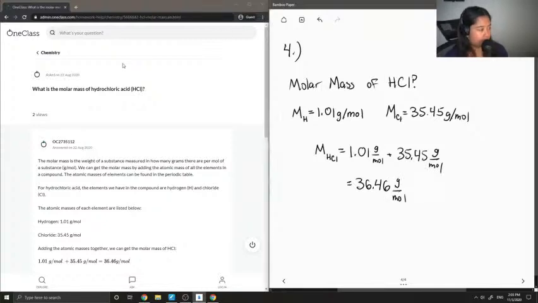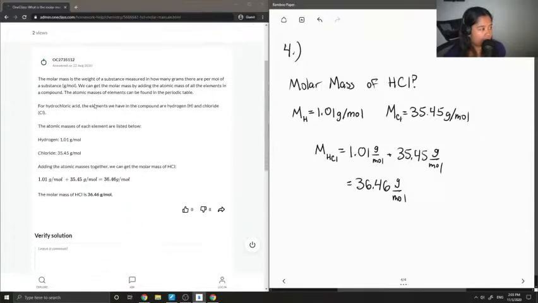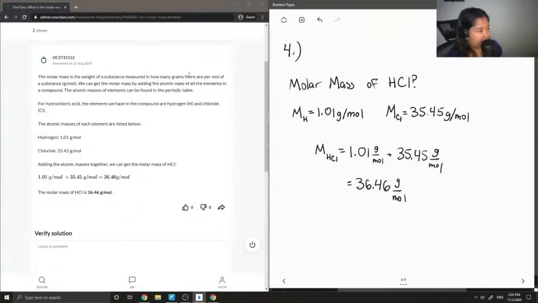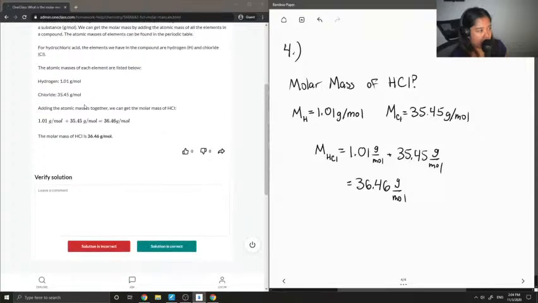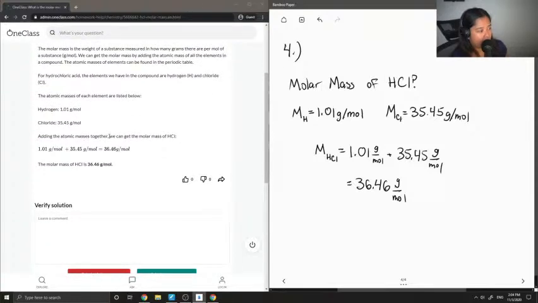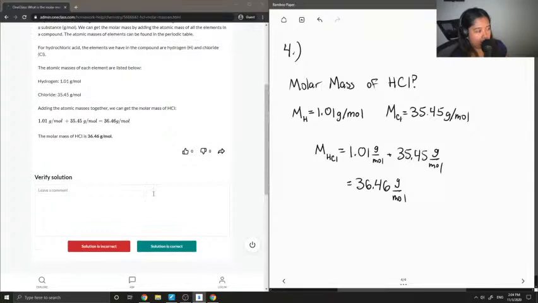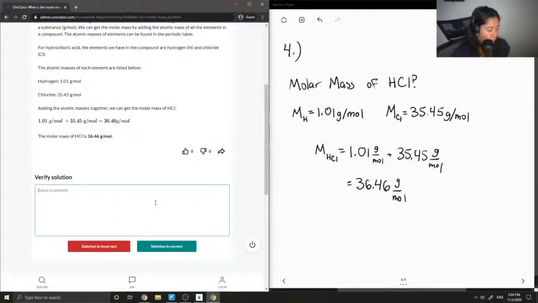So let's see what our junior tutor said. Molar mass is the weight of a substance measured in how many grams there are per mole of a substance. We can get the molar mass by adding the atomic mass of all the elements in a compound. The atomic masses of elements can be found on the periodic table. Hydrochloric acid, the elements we have in the compound are hydrogen and chlorine. And then they wrote it down below. Adding the masses together, we get the molar mass of HCl, which is 36.46. This solution is correct.